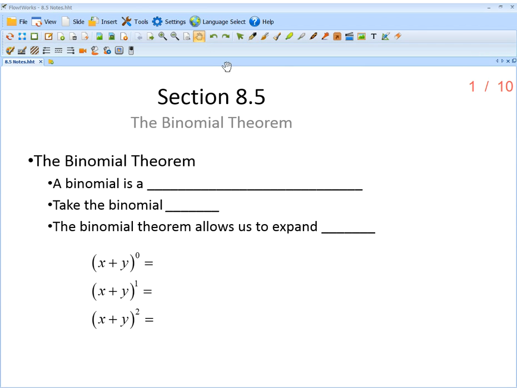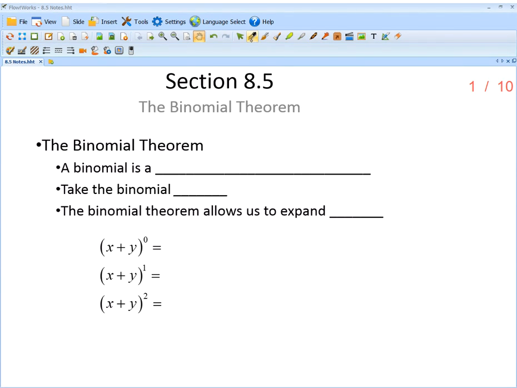Today what we're going to be talking about is the binomial theorem. So just talking about a binomial in general, a binomial is a polynomial with two terms. And that's not anything that's really new to us. We're used to working with a lot of binomials, trinomials. So what we're going to use to give an example is the binomial x plus y. The binomial theorem allows us to expand x plus y to the power of n.